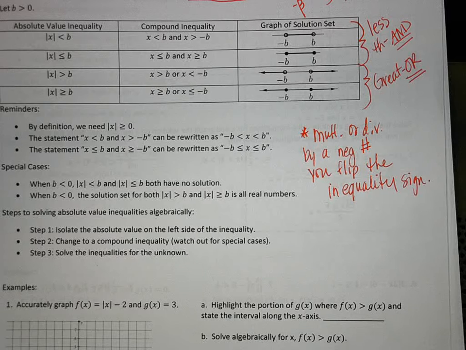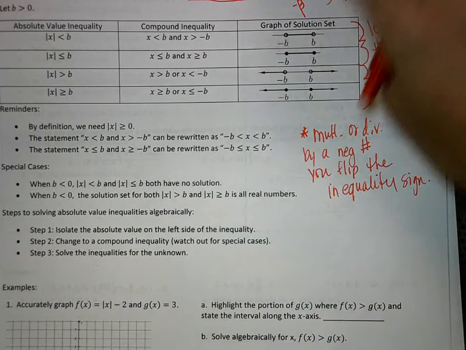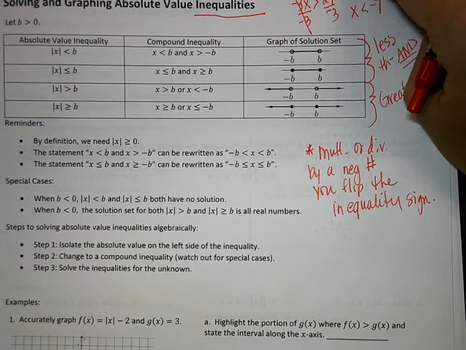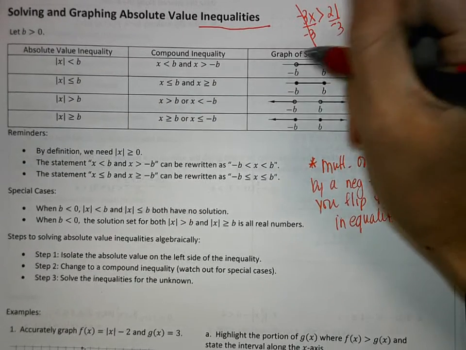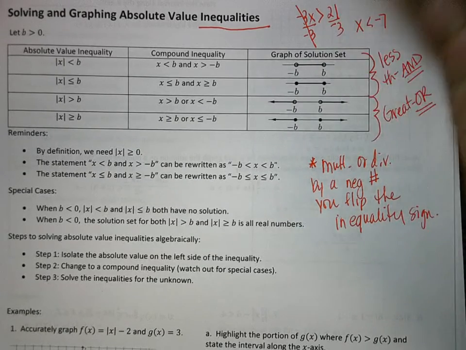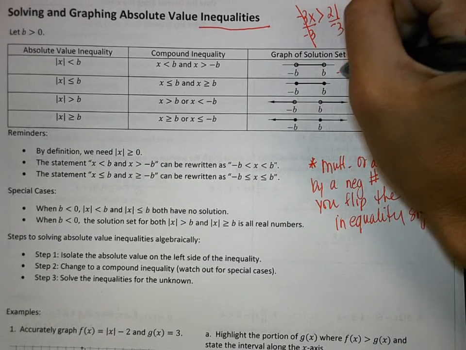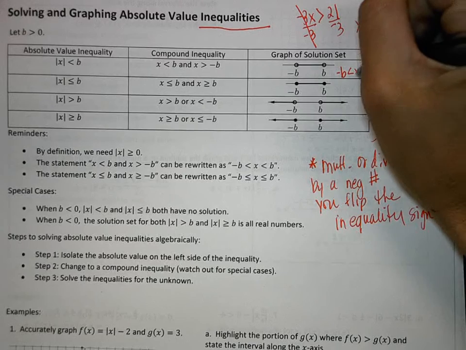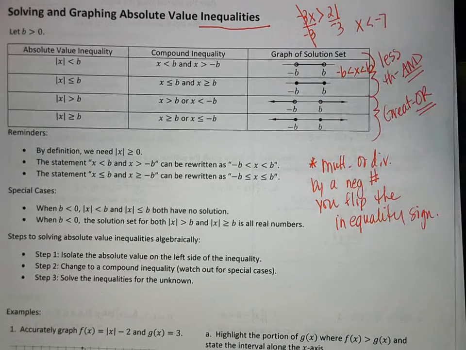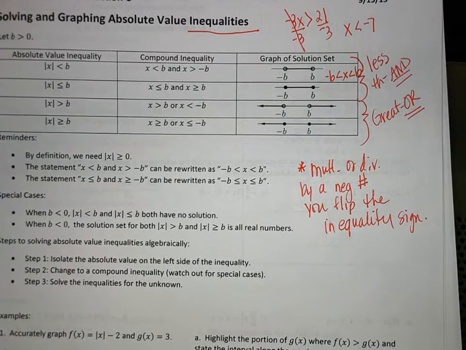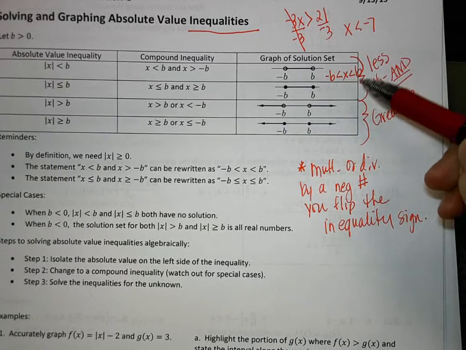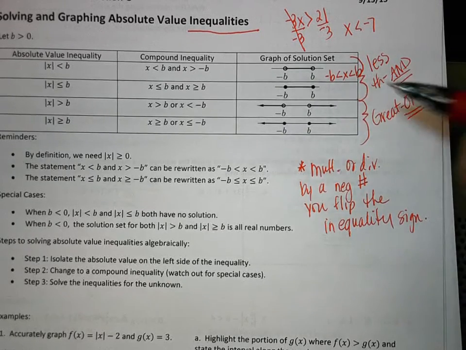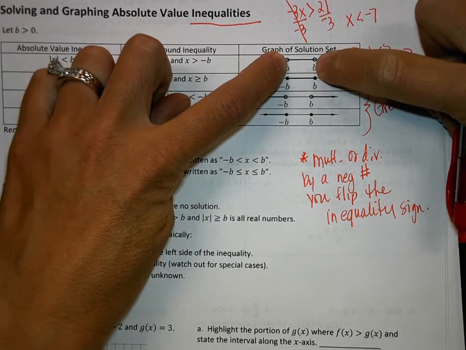Also, when you have the "and" problems, your statement can be rewritten. See how you have the overlapping graph right here? This answer could actually be written as negative b is less than x is less than b. If you go from your smallest number to your greatest number, you have the two less than signs with the x in the middle. That's basically telling your answers from here to here, right?